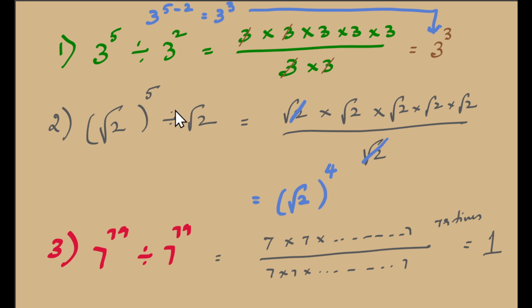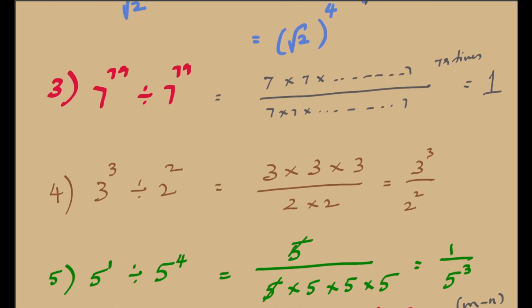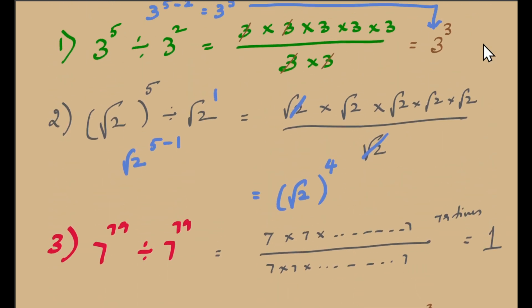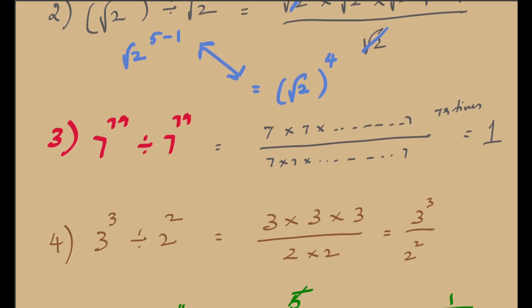And what about the second one? Root 2 raised to the power 5 divided by root 2, and let's treat it as 1 because it's a standalone repeat, it's multiplied by itself. So it's root 2 raised to the power 1. So we have root 2 raised to the power 5 minus 1 if you apply this rule which we have arrived at, right? A raised to the power m minus n. So which would be equal to root 2 raised to the power 4. So the rule applies here also. I wouldn't call it a rule, it's a logic, right?